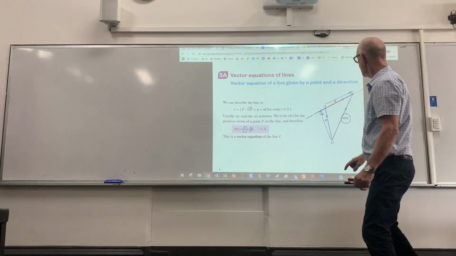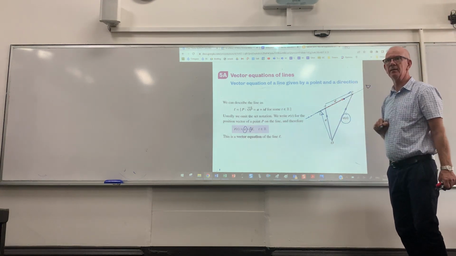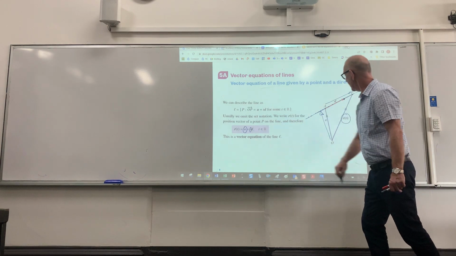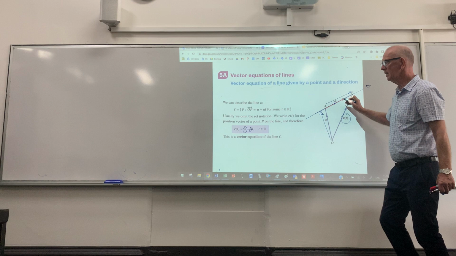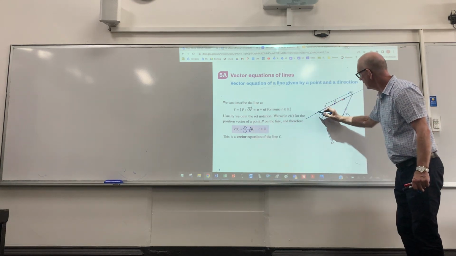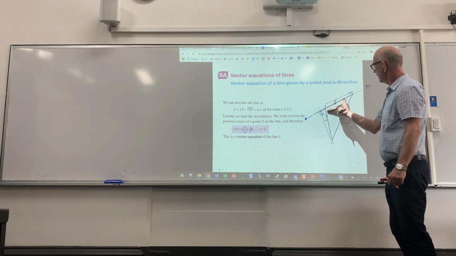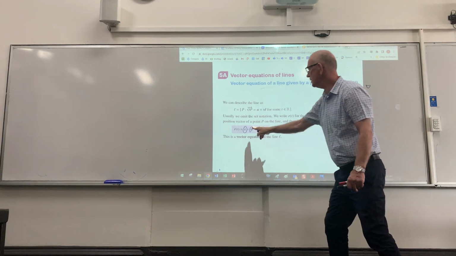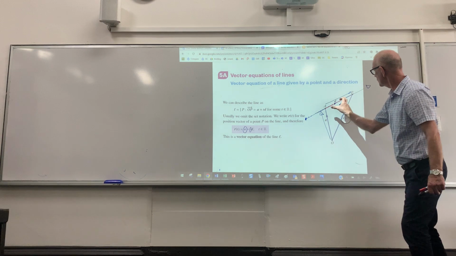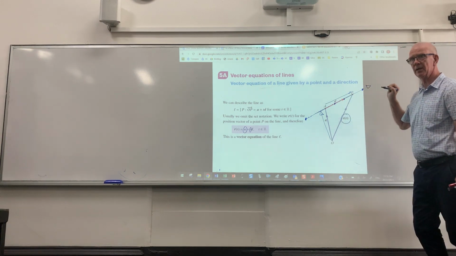So if t equaled 1, then P would be there. If t equaled a half, then P would be there, a half the length of d. If t was negative 1, then it would be over here, that distance, but in that direction. If t equaled 2, then it would be 2 lots of d's and P would be up over here.